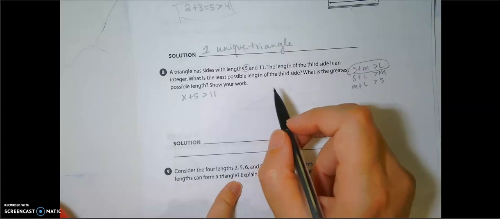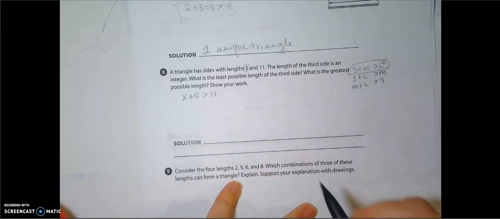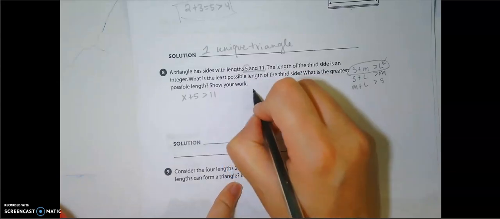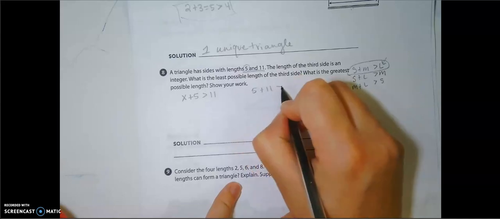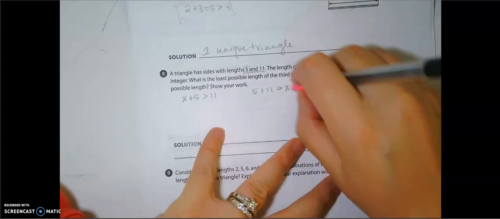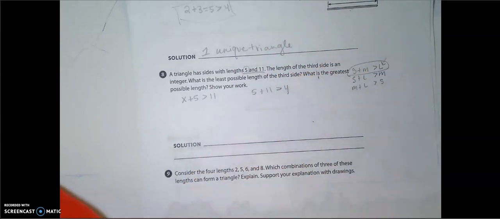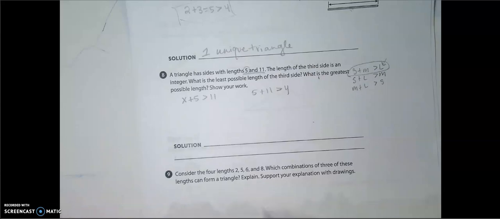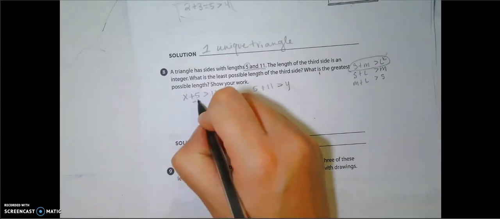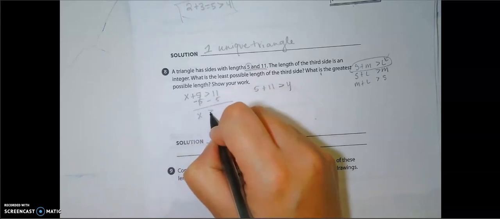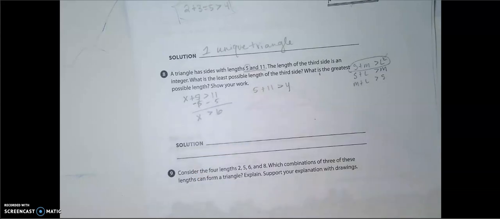The other possibility is, what does my side length need to be if it's in the large place? So what is the largest it could be? Which would mean that these are my small and medium. So I would have 5 plus 11 has to be greater than whatever my largest side would be, we'll call it a different variable right now. So over here, to get the smallest it can be, I'm going to subtract 5. So that means x has to be greater than 6. Because if it is 6, then it's going to equal 11. 6 plus 5 would be 11.